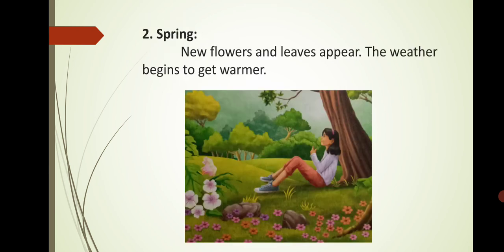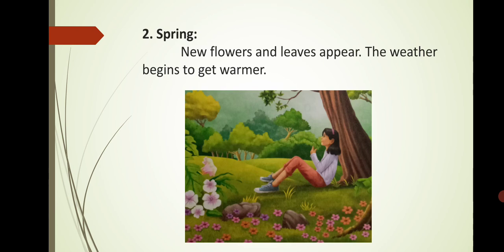Second season is spring. Okay, what happens in the spring? New flowers and leaves appear. नए फूल और पत्ते निकलते हैं. The weather begins to get warmer. और क्या होता है, थोड़ा थोड़ा मौसम गर्म होना शुरू हो जाता है.